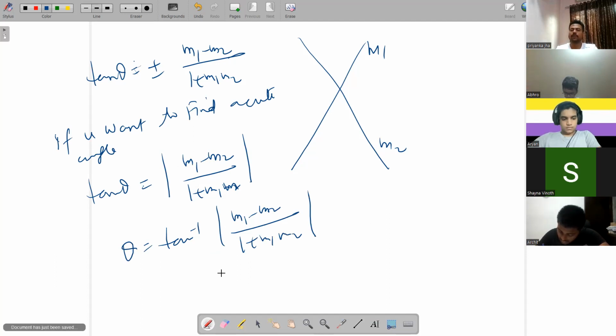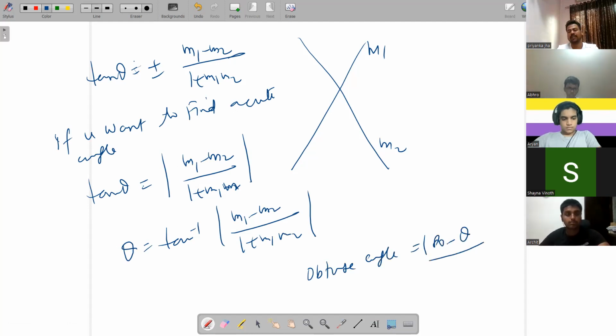Now theta is acute. It means that for the obtuse angle, the other angle would be how much? That will be 180 minus theta. Understood? So if you want to find the acute angle, just take modulus of that. And for the obtuse angle, whatever theta you get, just subtract it from 180.